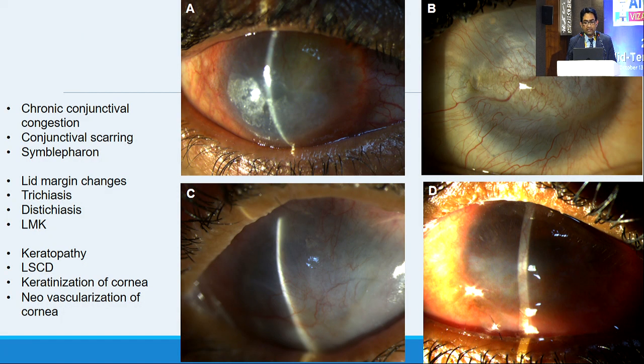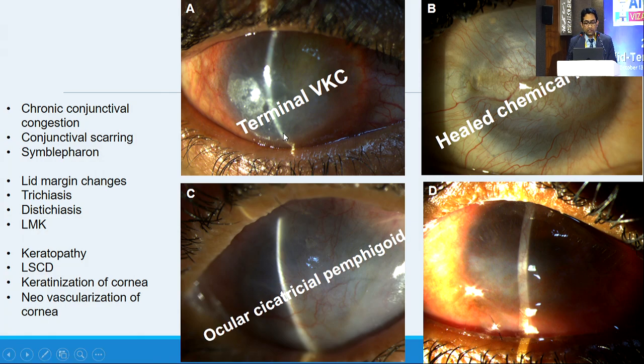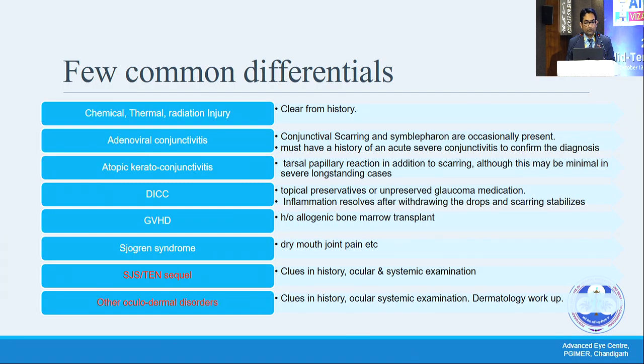Typically, all these cases look the same if you don't look into the details. These are all different etiologies, but you can see chronic conjunctival congestion, scarring of the cornea, symblepharons, lid margin changes, lid margin keratinization, keratopathy, and stem cell deficiency. These kinds of changes can be seen in all categories of patients, but it is very important to differentiate them from each other, because it is important to diagnose first and then to treat, because each of them has a different root cause and needs a different kind of treatment.